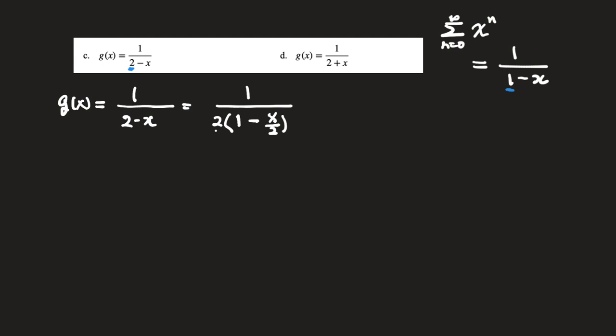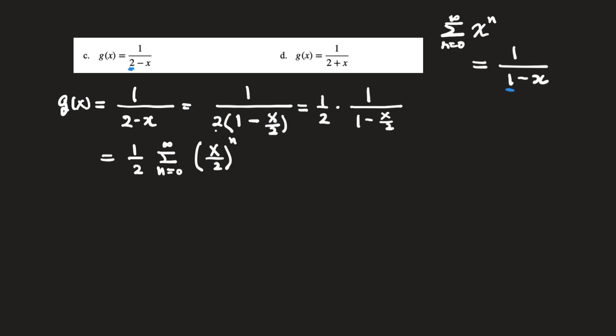You're always looking for this form: 1 over 1 minus x. 1 over 1 minus x over 2. So this is going to be 1 over 2 times 1 over 1 minus x over 2. Then you're going to replace x with x over 2 in the geometric power series. 1 over 2 times summation n equals 0 to infinity, here is x over 2 to the n.